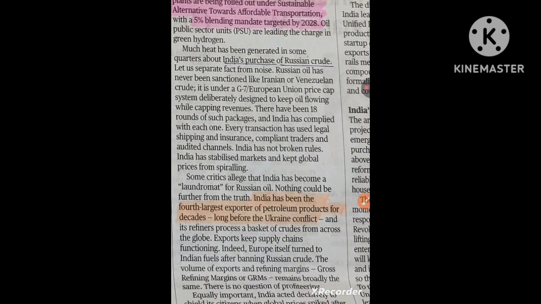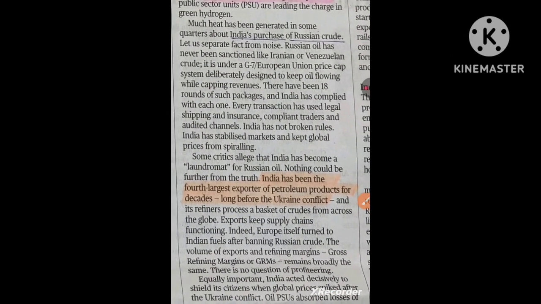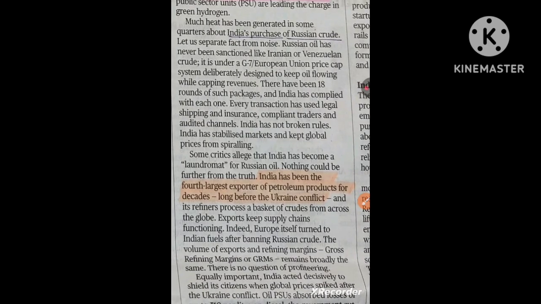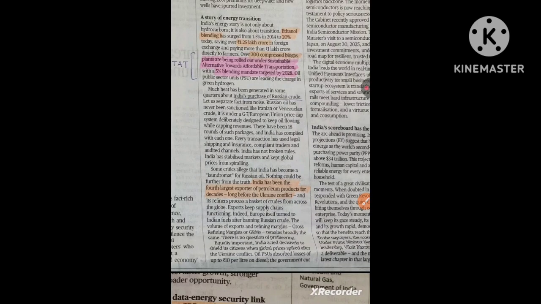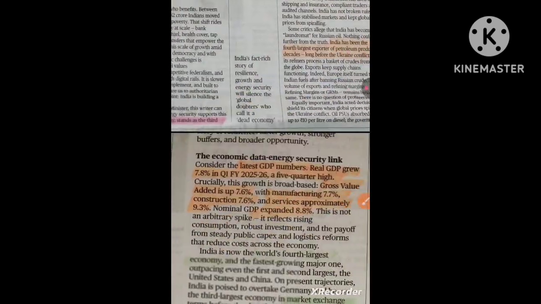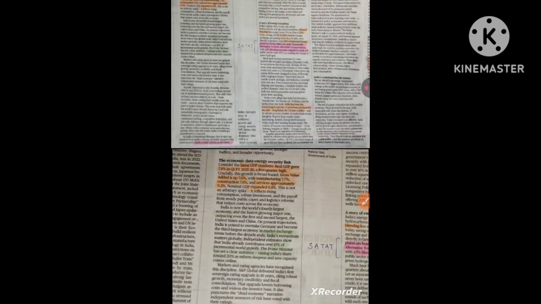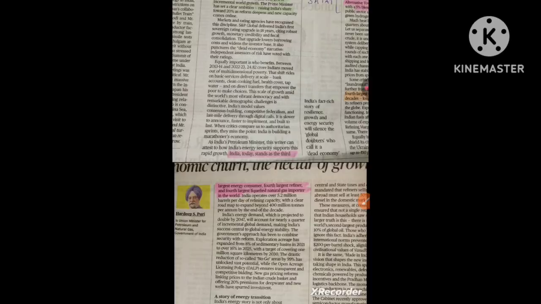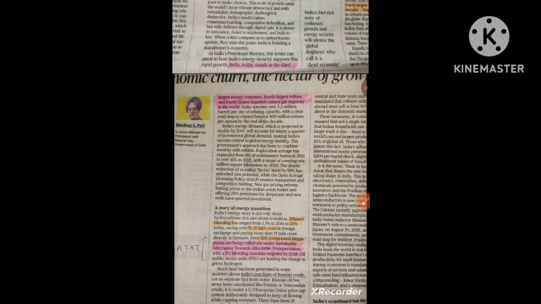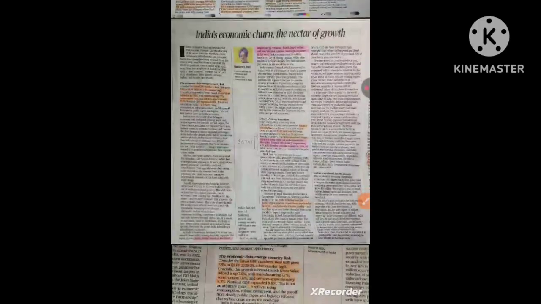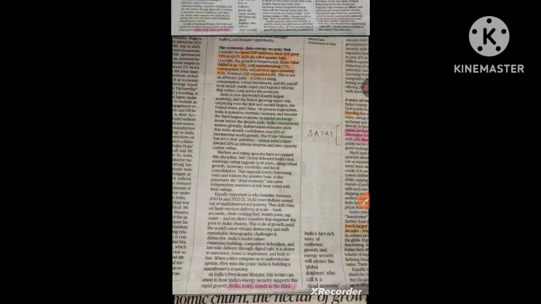And next, one more data we have. India has been the fourth largest exporter of petroleum products for decades. Right, this is also important. We have a Satat scheme, but I did not find it useful. Basically, two or three data points are important here which we can use in our answers.